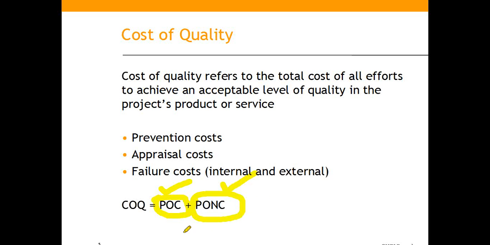So while planning for quality, we have to always ensure that the price of conformance is lower than the price of non-conformance. Otherwise, it will erode the business case of the quality actions if it is more than the price of non-conformance itself.